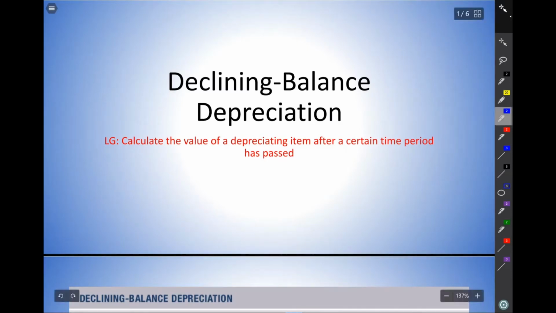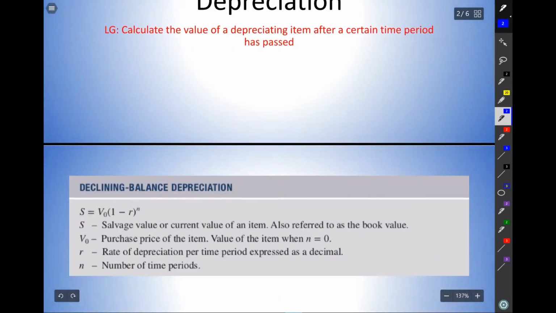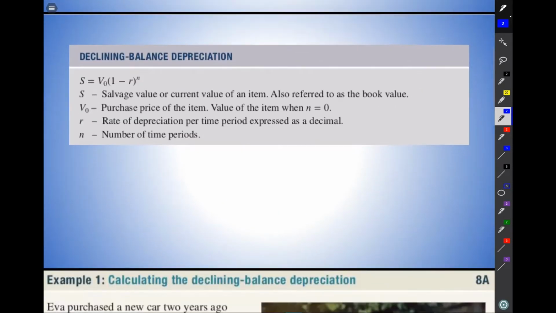Today we're starting our second last unit on loans and depreciation. And the first thing we're going to be looking at is depreciation. This is the formula we're going to be using. I'd like you all to write it down.